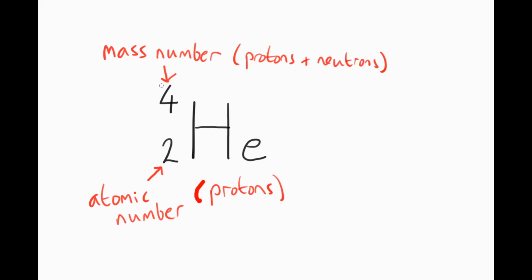What would happen if we changed this number here? What if this number was 3? Would that mean it's still helium? Well, yes, it would. That would still definitely be helium because this number hasn't changed. What this would mean now is that this is a version of helium with only 1 neutron. What we would say is that it's another isotope of helium.